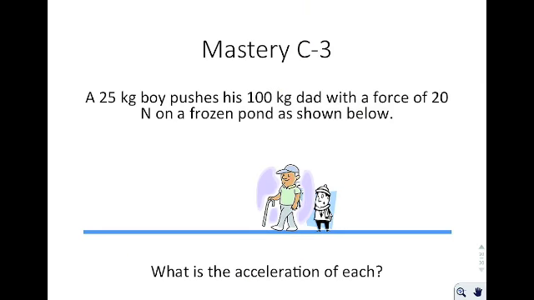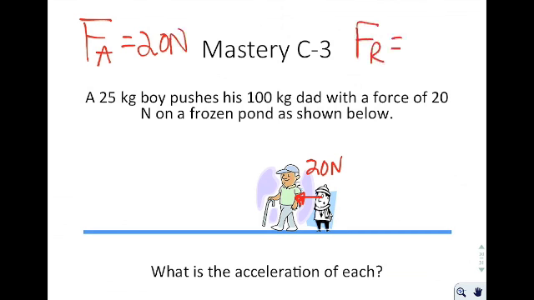Next, it says a 25 kilogram boy pushes his 100 kilogram dad with a force of 20 newtons on a frozen pond. What is the acceleration of each? The boy is pushing the dad with a force of 20 newtons. So I know the applied force is 20, and the reaction force is minus 20. When the boy pushes his dad, he's doing the applied force. The mass of the dad is 100 kilograms, and the mass of the boy is 25 kilograms.